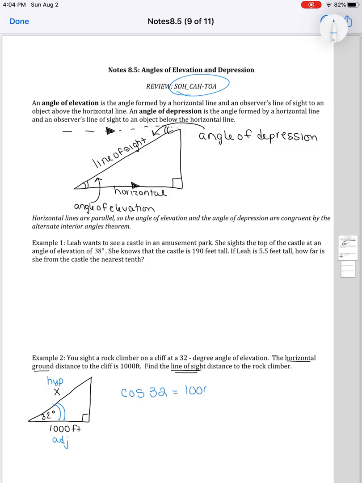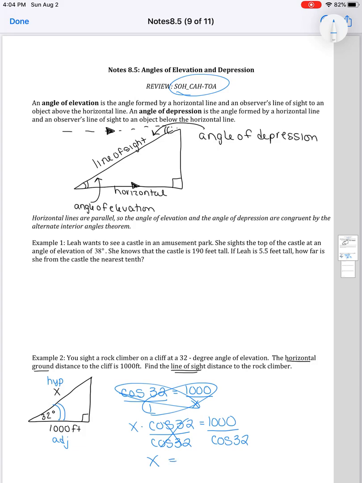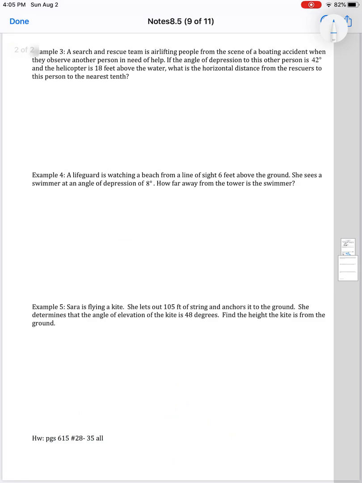So thinking SOHCAHTOA, that's cosine. So cosine of 32 equals adjacent over hypotenuse. I'm going to put this over 1, cross multiply, and because the variable's in the denominator, instead of multiplying, you actually are going to have to divide here. So just be careful. It's 1,000 divided by the cosine of 32, which is going to get you about 1179.2, and it's feet for a final answer.